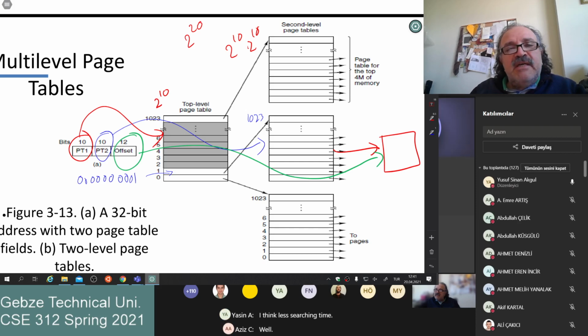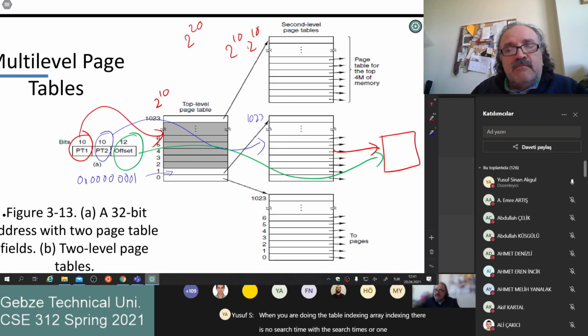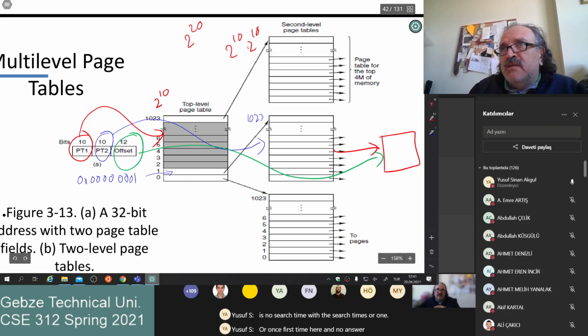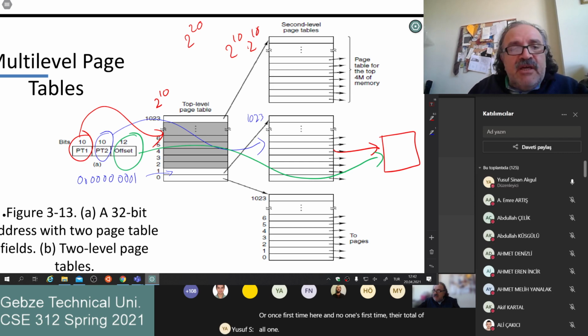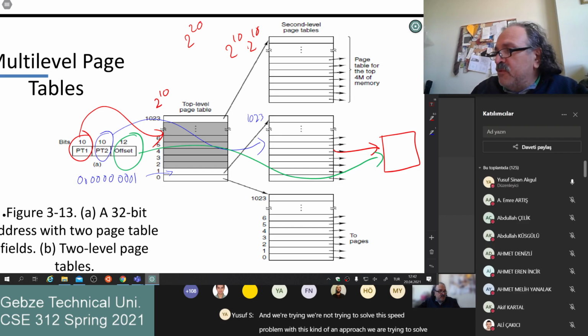So what is the advantage of this approach? Less searching time? No, it is not. I mean, this is indexing, right? When you are doing table indexing, array indexing, there is no search time. The search time is O(1). O(1) search time here and O(1) search time there. Total of O(1). And we are not trying to solve this speed problem with this kind of approach. We are trying to solve the too large memory problem.